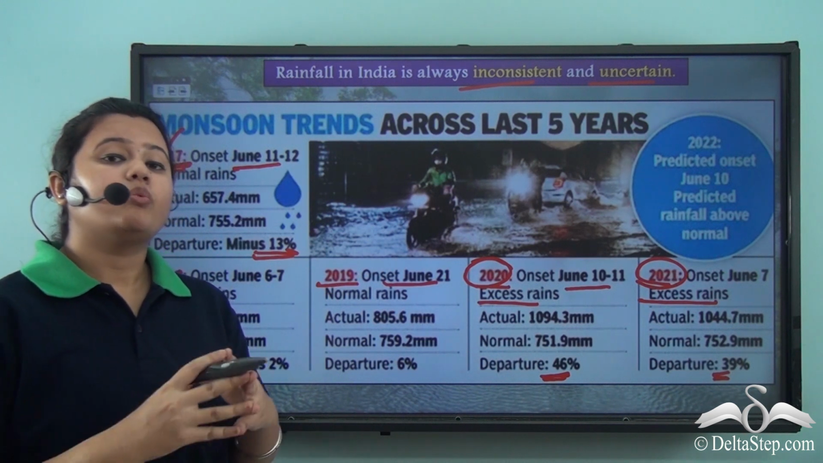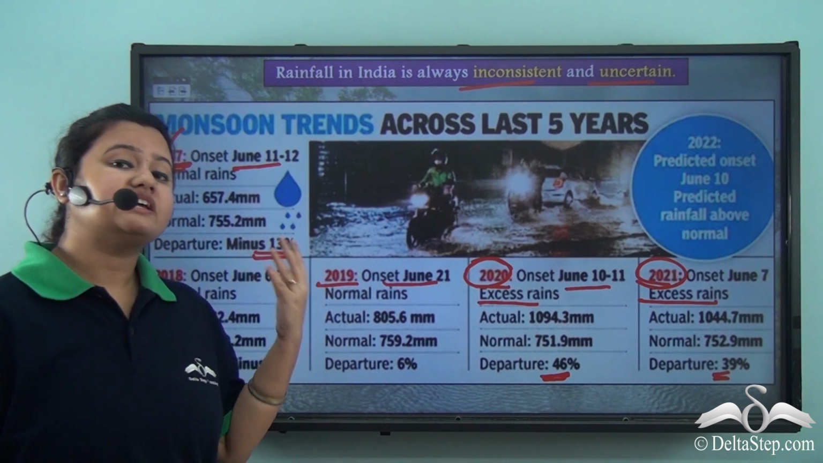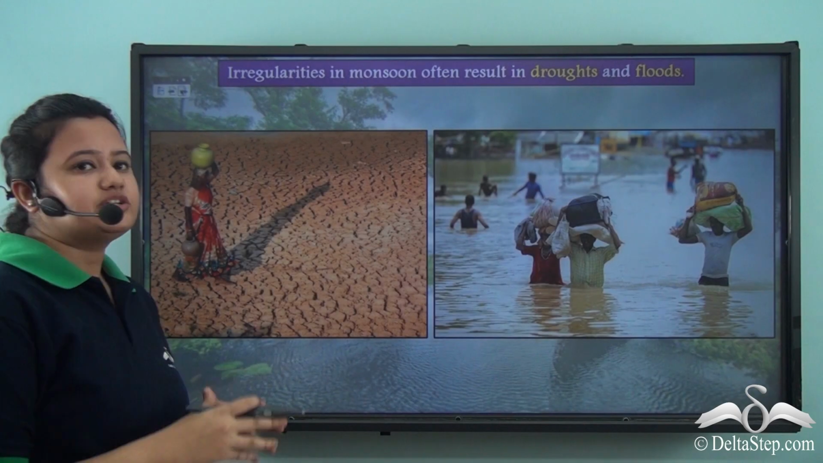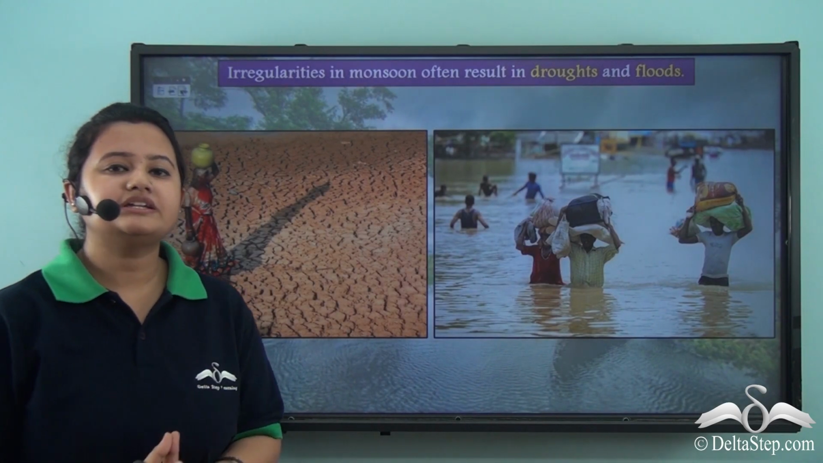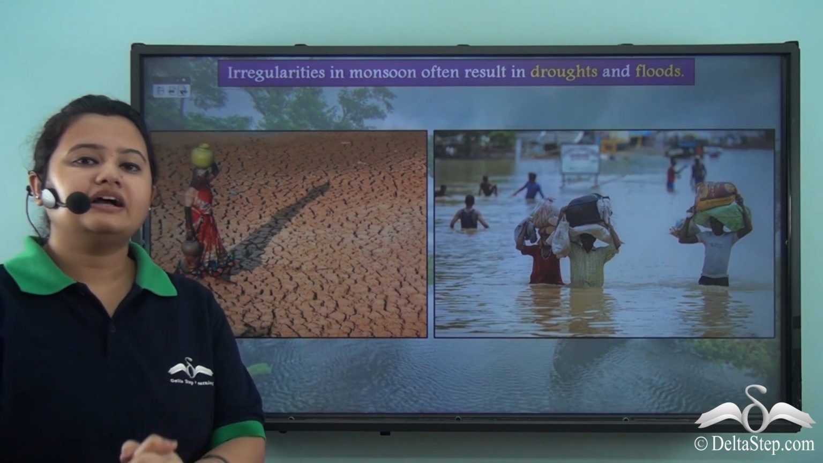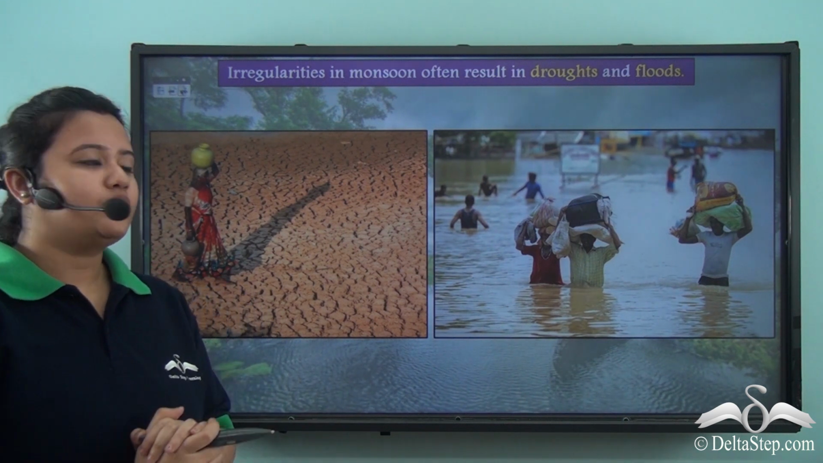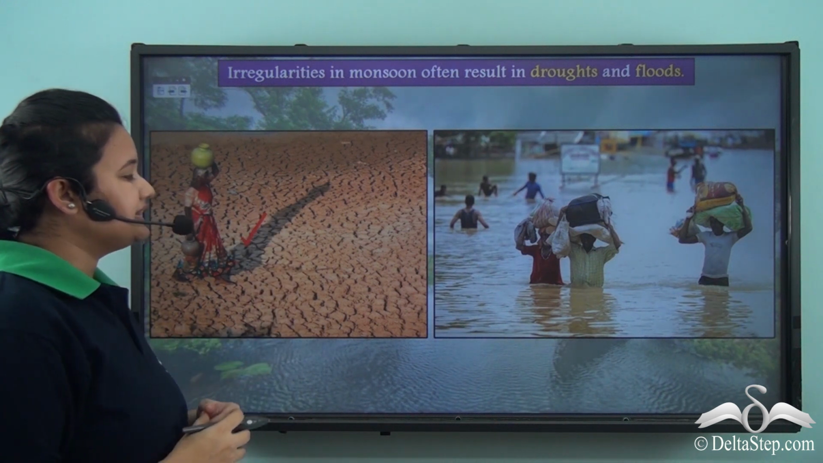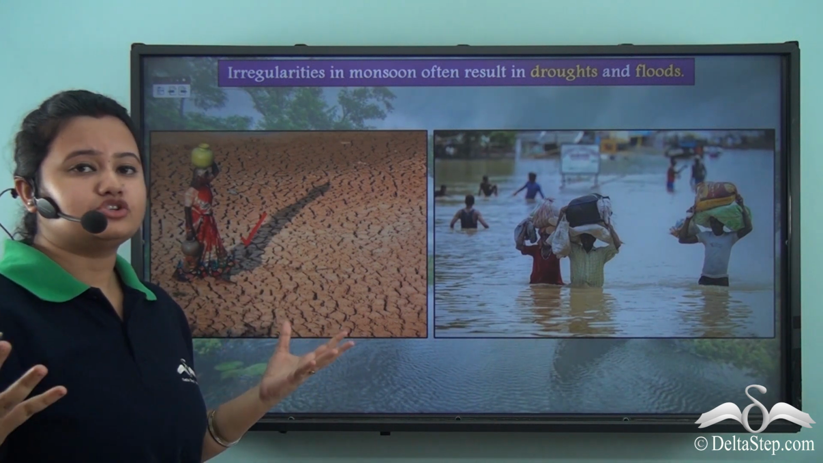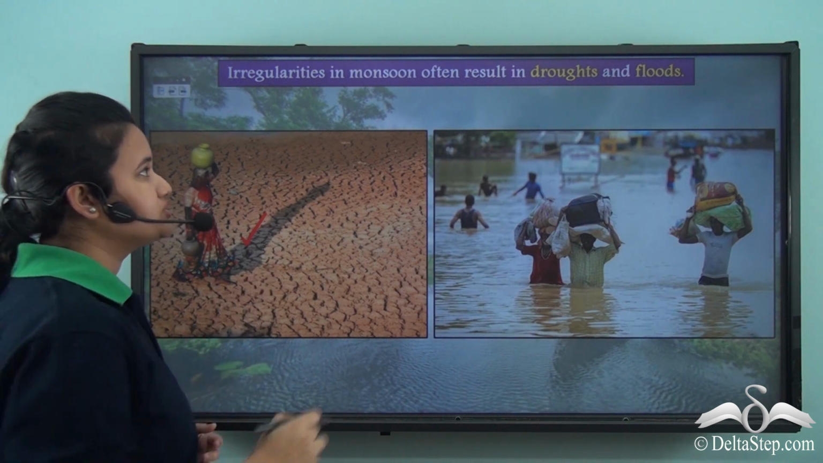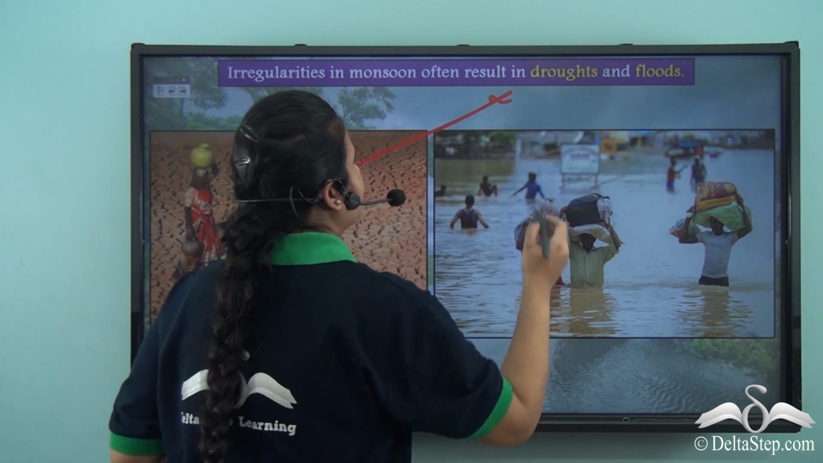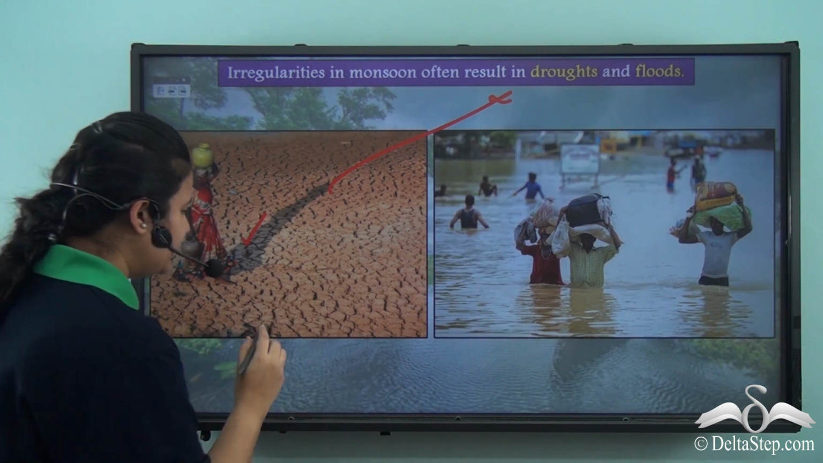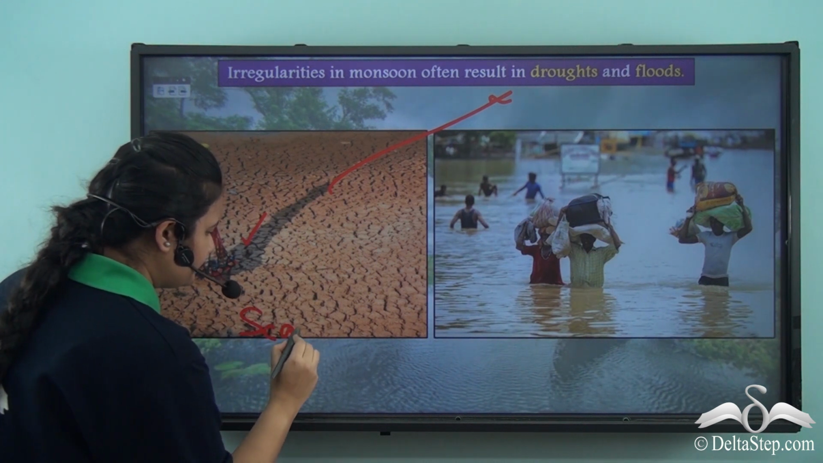Now, let us see what happens as a result of these irregularities in monsoon. Well, to understand how irregularities in monsoon affects the country of India, let's have a look at these two pictures. The first picture shows that the soil has completely dried up, and it refers to drought condition. Well, drought happens due to delayed rain and scanty rainfall.